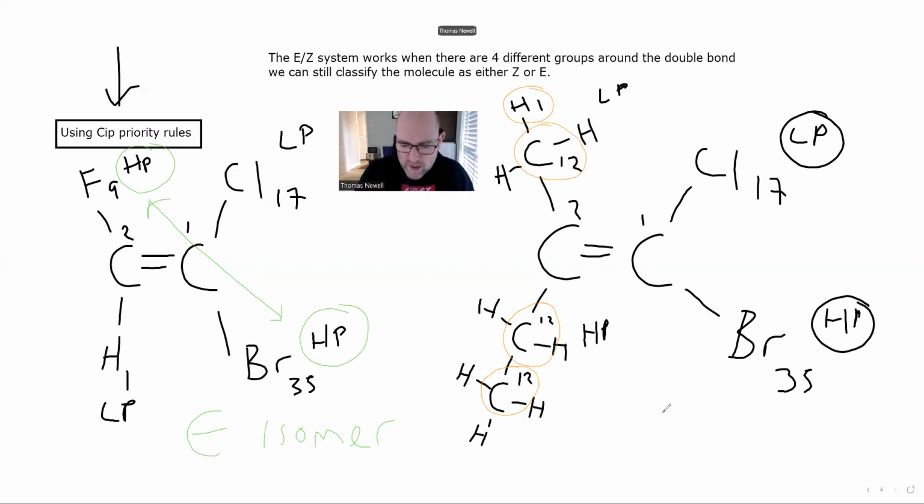So what do we end up with in this situation? Have you worked out whether it's a Z or E isomer yet? As both the lower priority groups are above the double bond and both the higher priority groups are below, we call this one a Z isomer.